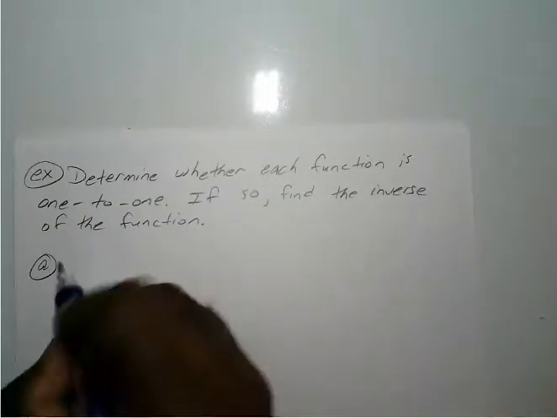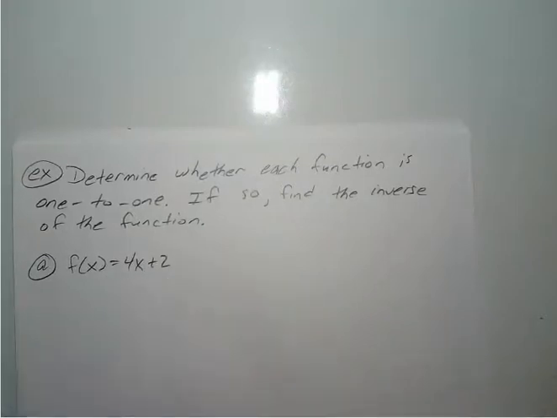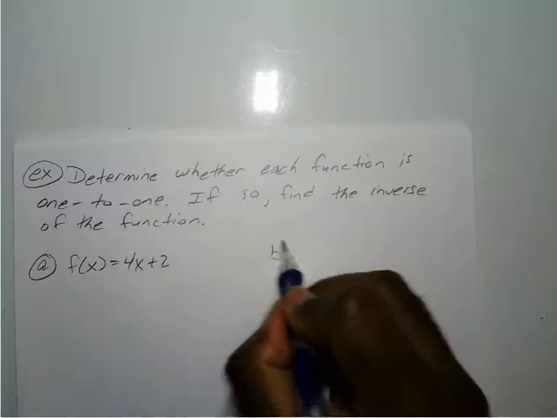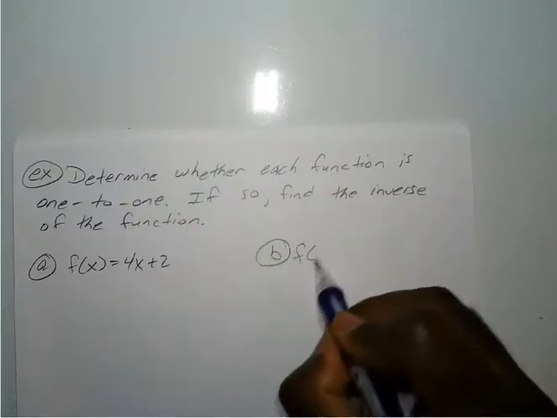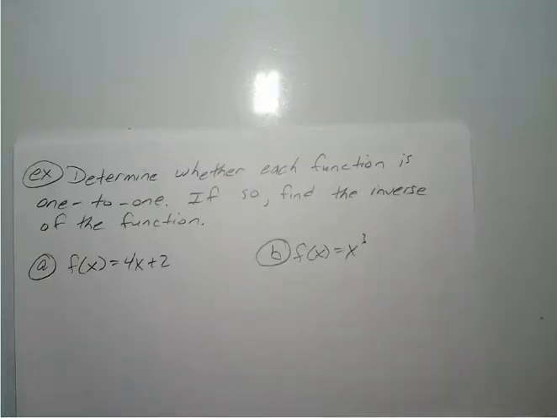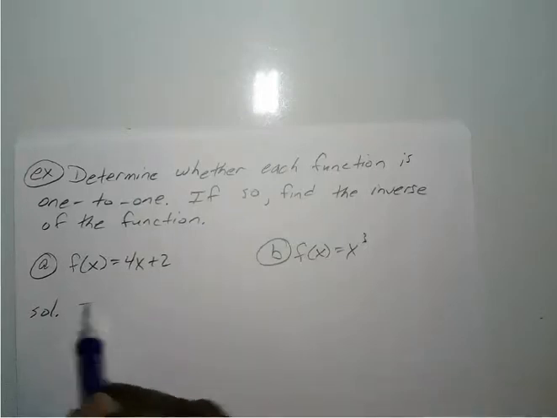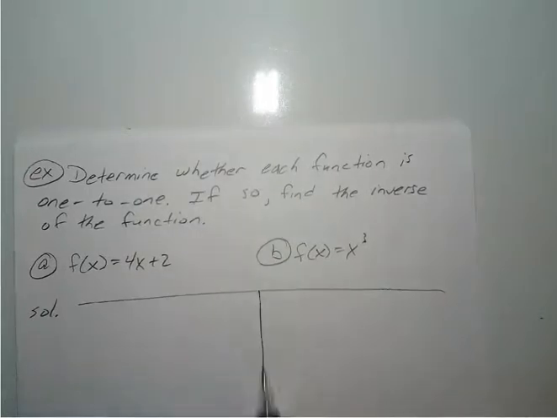So A, let's say that f of x equals 4x plus 2. And for B, let's go with an old standby of f of x equals x to the third, where we know it's a 1-to-1 function, but we have to find the inverse function. That's the difference. We know it's 1-to-1, but now we have to identify what the inverse function would look like. All right, so I'm going to go ahead and just draw a line down the middle there.